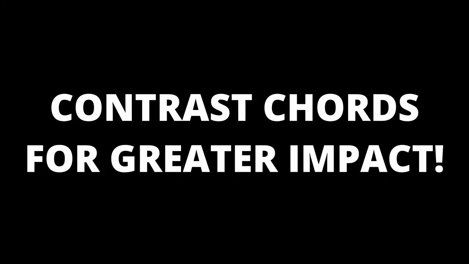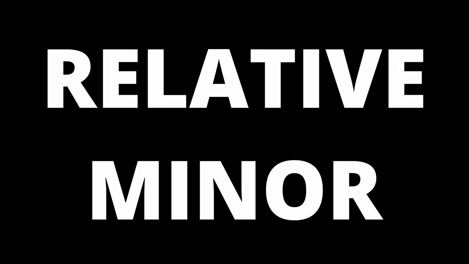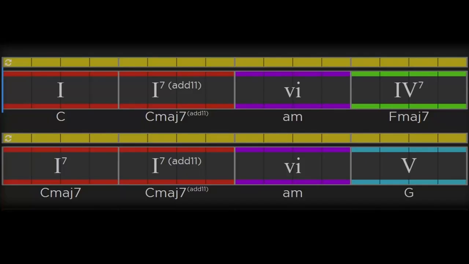It can be nice to contrast standard triads with extended chords like the major 7th add 11. The 1 chord also has a relationship with the 6th chord. The 6th chord is its relative minor chord. There's a video in the description if you need more help with this concept. Moving from the extra dissonant 1 major 7th add 11 to the standard 6th triad can provide a pleasing sense of resolution. I'll combine both of these ideas in the following progression.